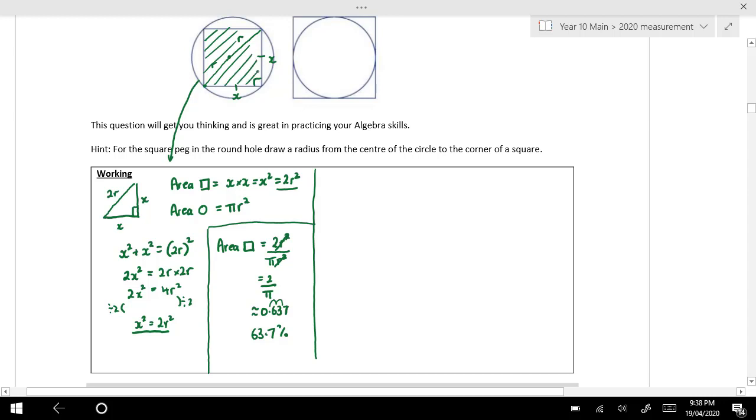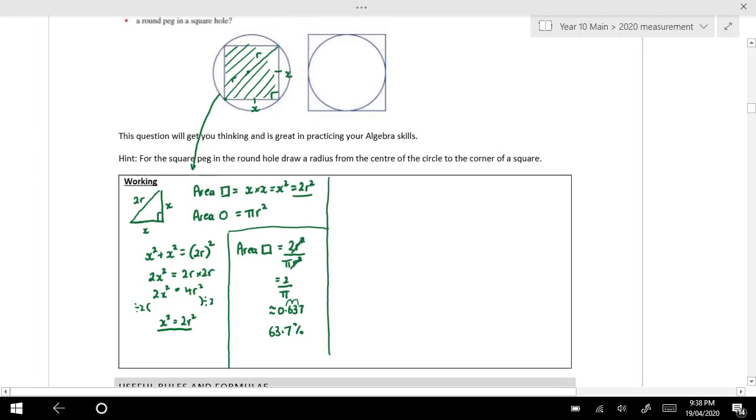All right, so let's compare that with the other one. What do you think? Do you think that a square peg in a round hole is better than a circular peg in a square hole? Well, let's have a look. So now let's do the same thing, but this time it's a little bit easier. I might do it this way just to make it easier. So here's my center of my circle. There you go, there's my radius. And there's another radius down here.